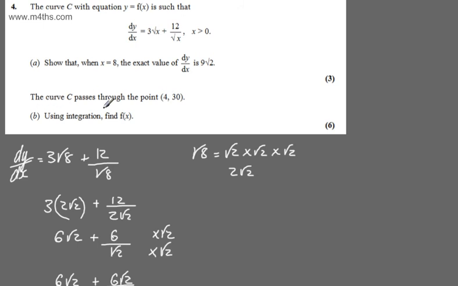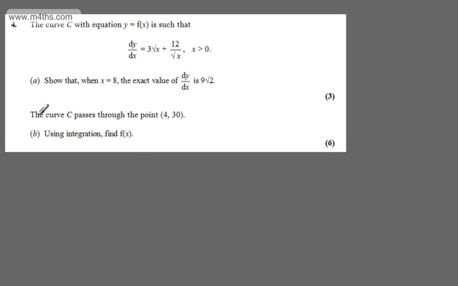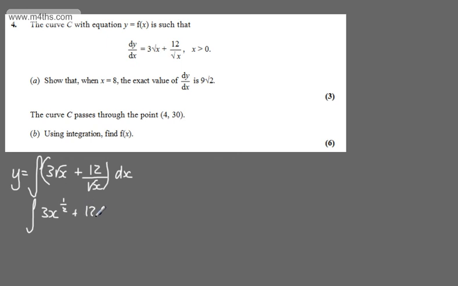In part B it says using integration find f of x. The question carries 6 marks. So what we need to do here is use integration. So what we can state now is that y will be equal to the integral of 3 root x plus 12 over root x, and we're integrating with respect to x. I'm just going to rewrite these now as powers, so we're looking at the integral of 3x to the 1/2 plus 12x to the power of minus 1/2.